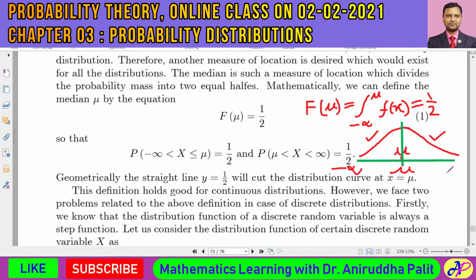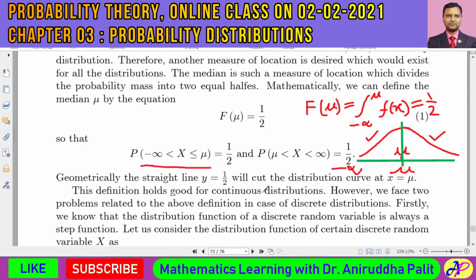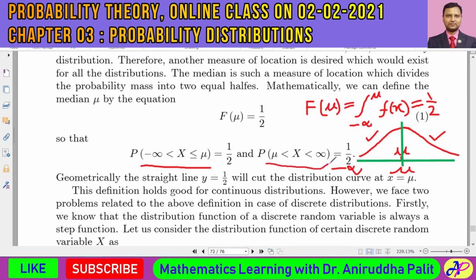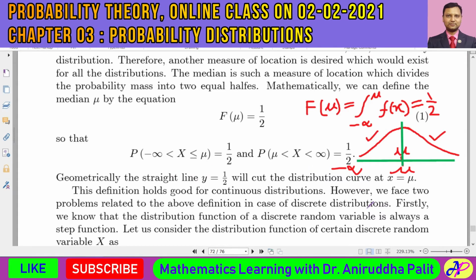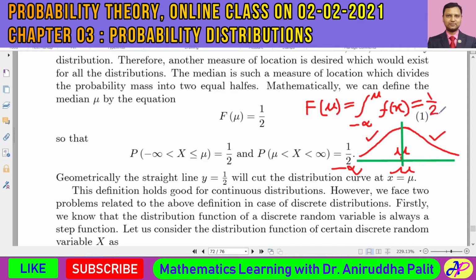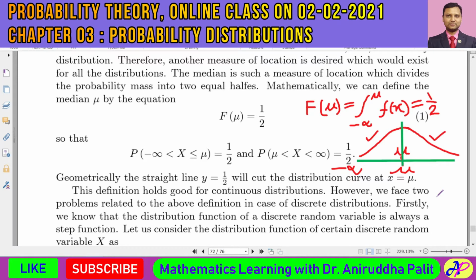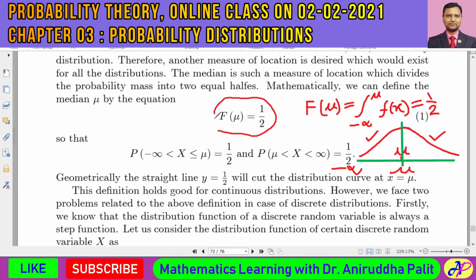Therefore we can say that the probability from minus infinity to mu should be equal to half, and the probability from mu to plus infinity should also be equal to half. But there is a problem regarding discrete distributions. There is no problem regarding continuous distributions. We can say that the median can be defined as F(mu) equal to half in this fashion. But for discrete distributions, we find certain problems.